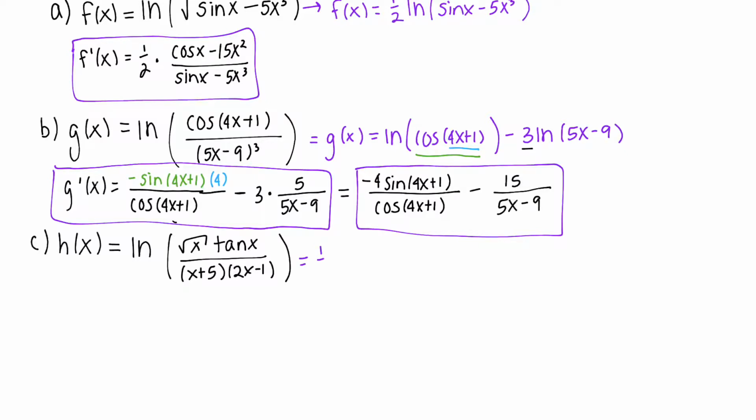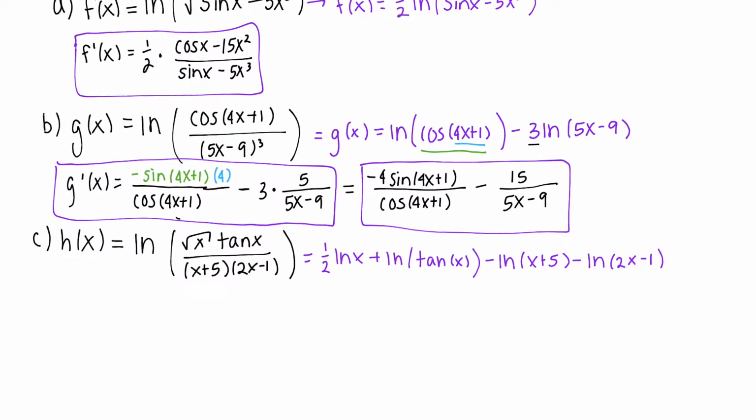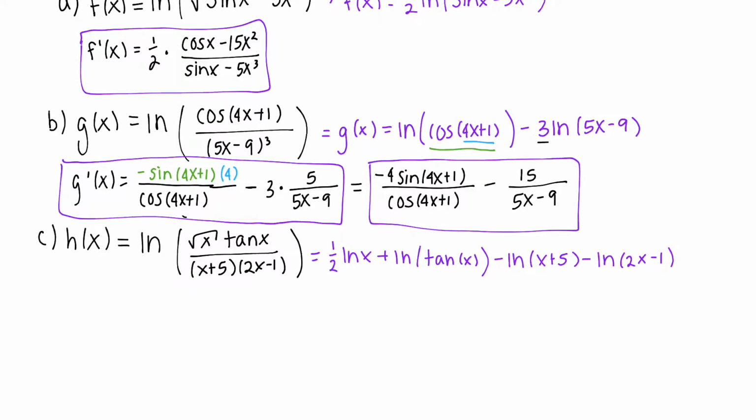So this would separate into 1/2 ln x plus ln of tangent x minus ln of x plus 5 minus ln of 2x minus 1. So the whole expansion of that comes out to be this. And then I'm taking the derivative.